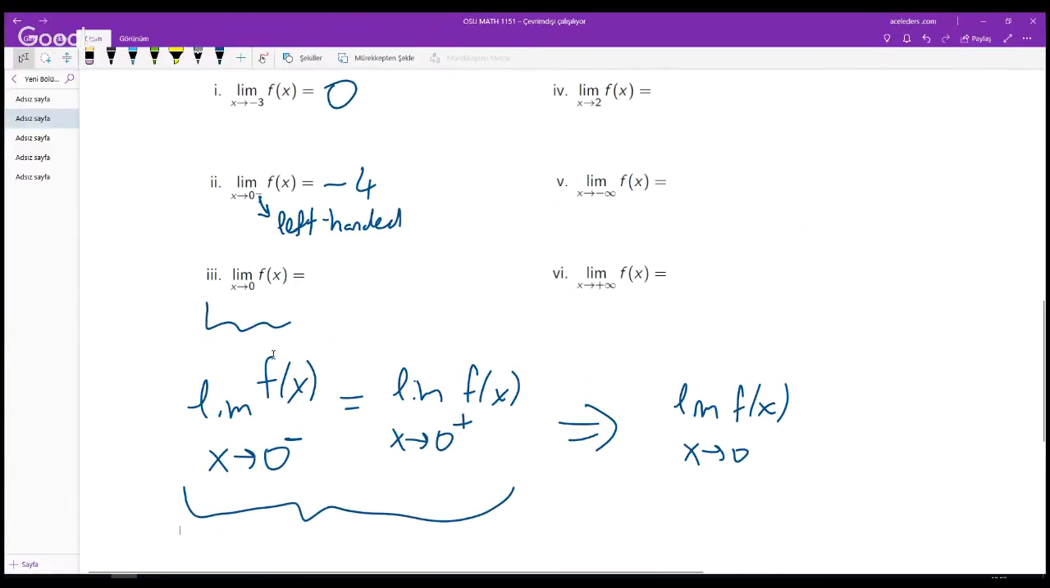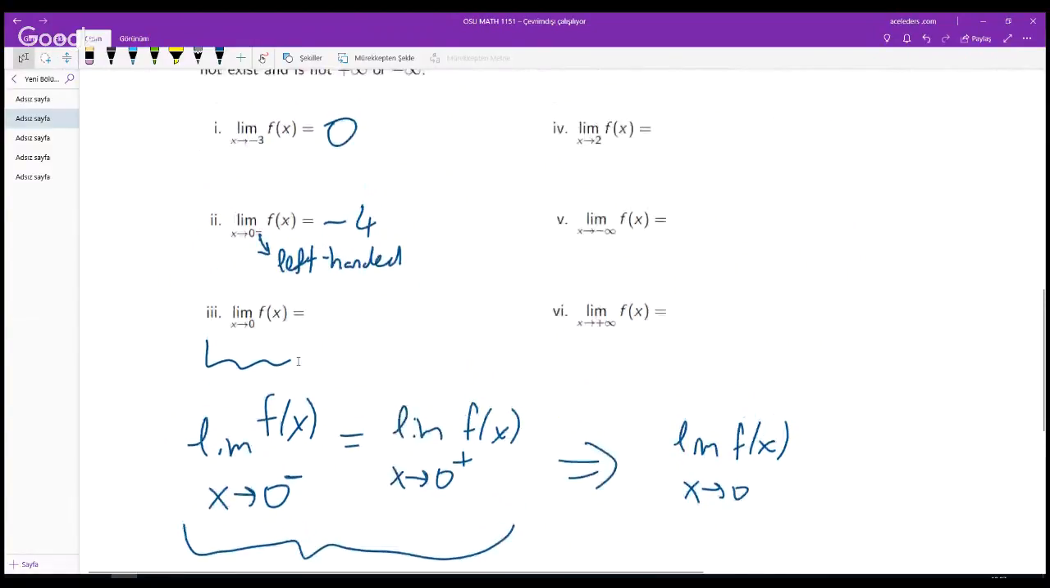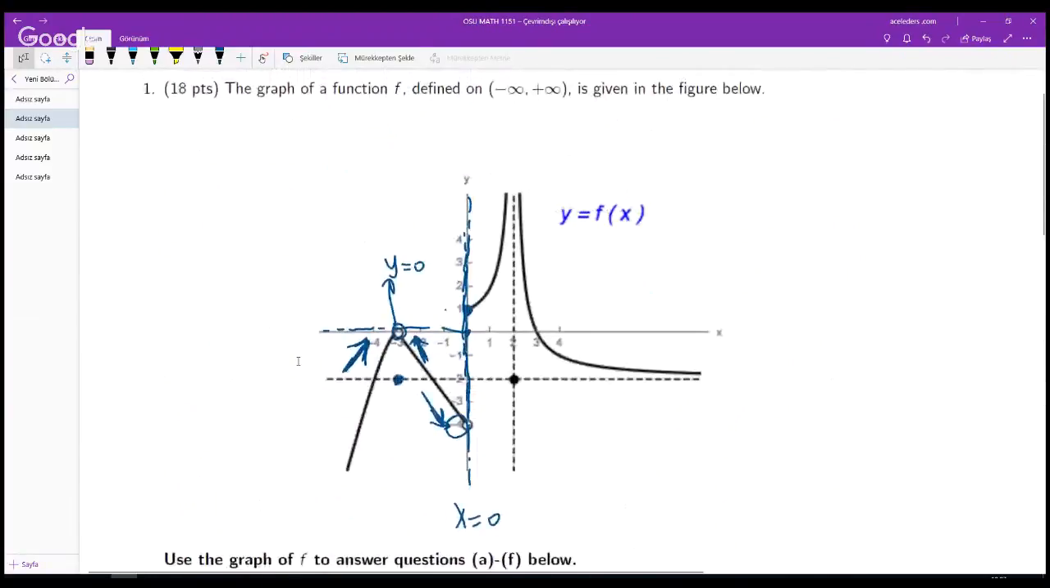We have just found the left-handed limit as minus 4. What about the right-handed? I follow this line segment here, and I see that the function approaches 1.